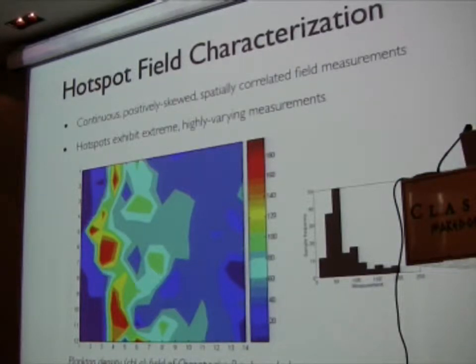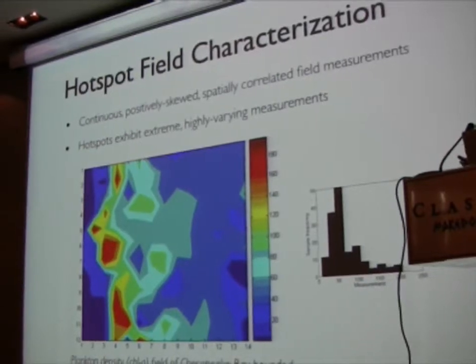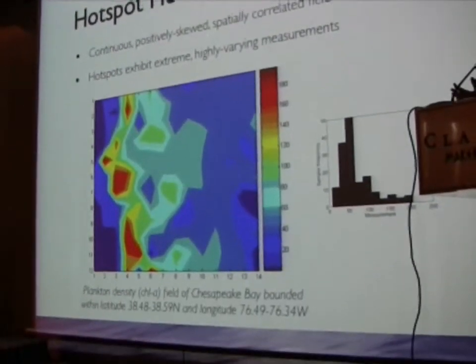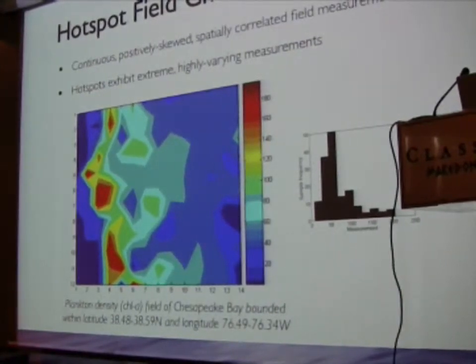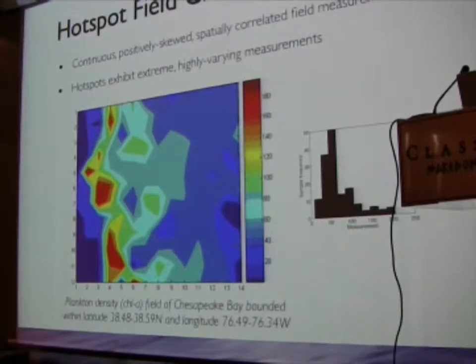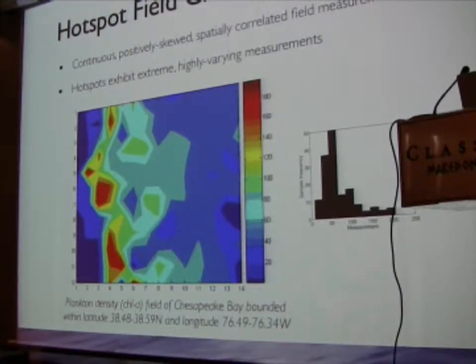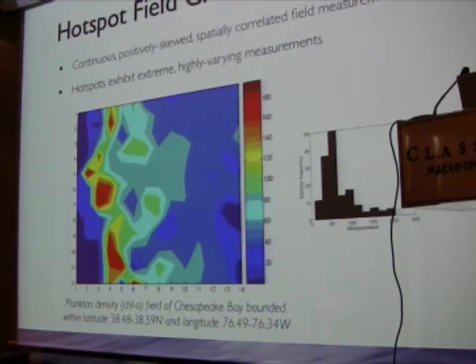And secondly, if you put together all the measurements of the map into a 1D frequency distribution, you notice that you have a positively skewed distribution, which is shown here on the right-hand side, where you have a lot of very low measurements and very few high measurements. Now, the third thing that you can observe in this field is that the measurements are spatially correlated. What that means is that between any two neighboring locations, the measurements are very close to each other.